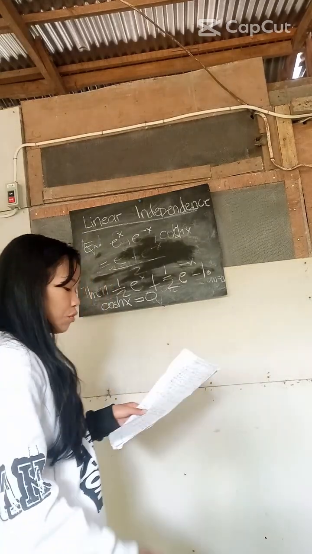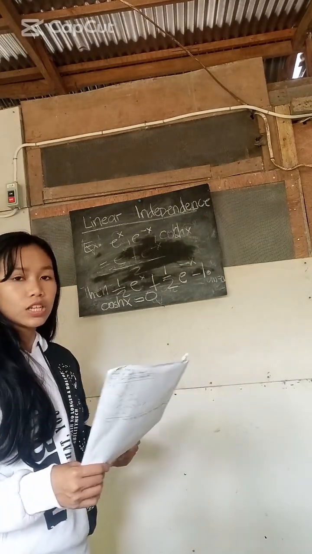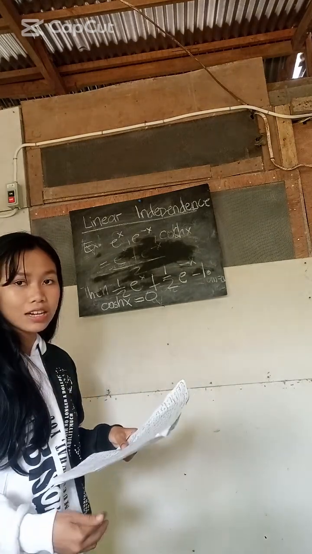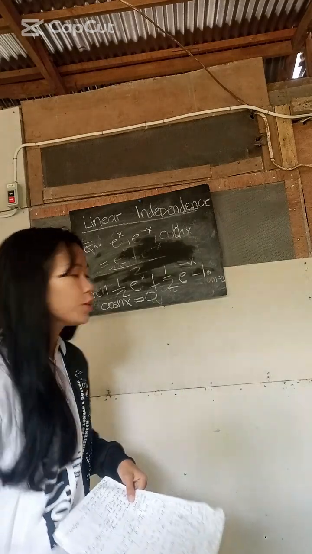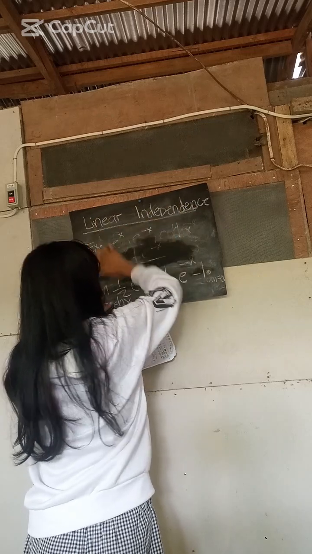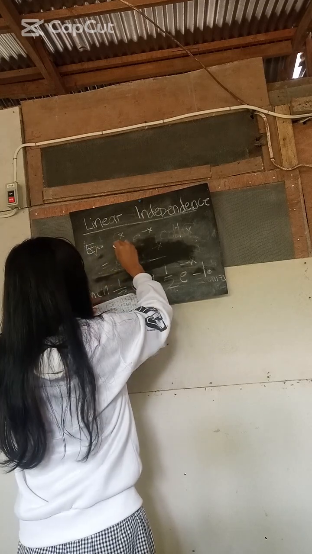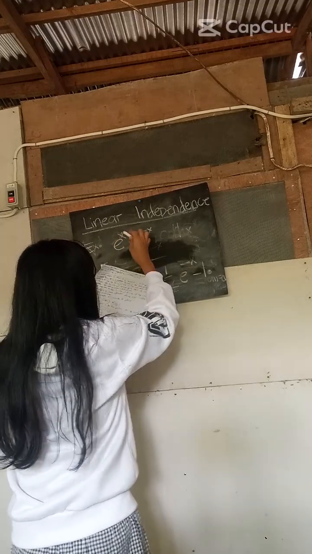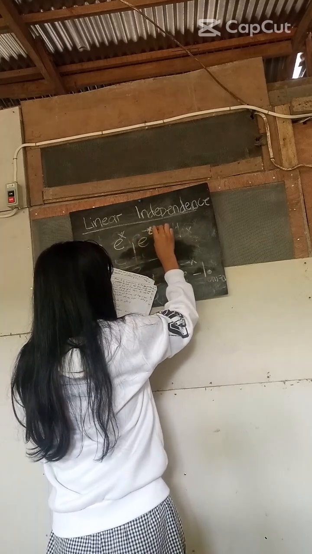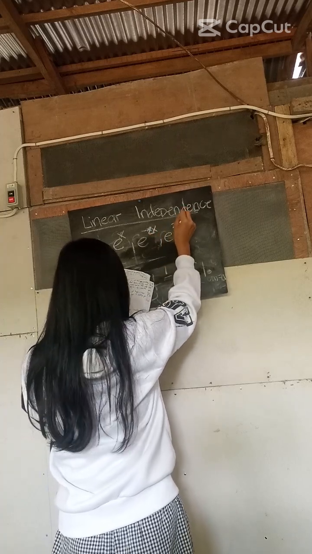For these examples, we have three different functions, going from linearly independent to linearly dependent. How would you show that the functions are linearly independent? For example, e to the power of x, e to the power of 2x, and e to the power of 3x.